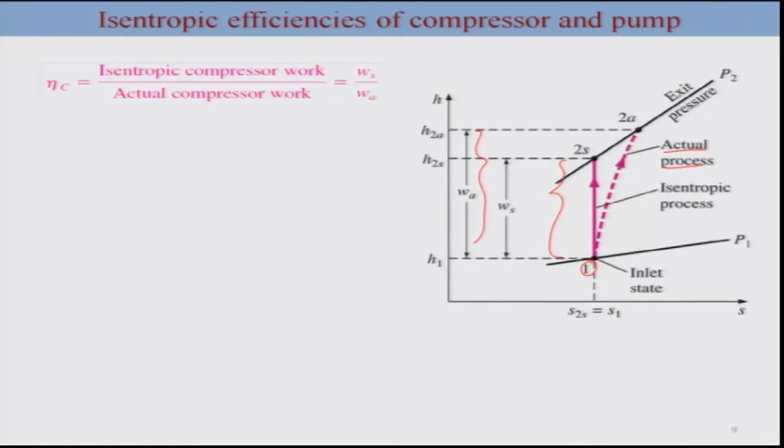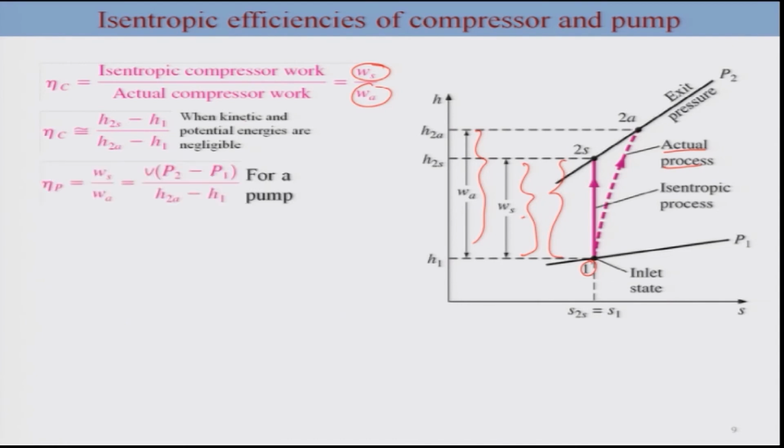So, the way we define the isentropic efficiency of compressor is isentropic compressor work, okay, which is going to be smaller than the actual work. So, actual work is in the denominator. So, this makes efficiency less than 1. So, we can write this based on the enthalpy difference here. So, Ws is H2S minus H1 and Wa is H2A minus H1. In this analysis, we are considering the changes in the kinetic energy and potential energies are negligible.